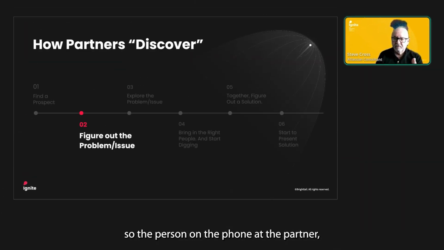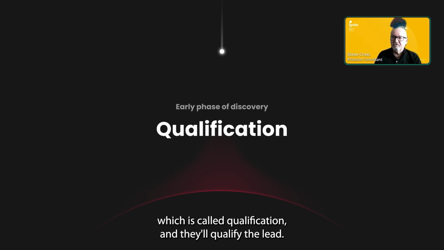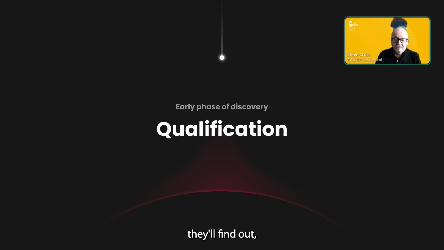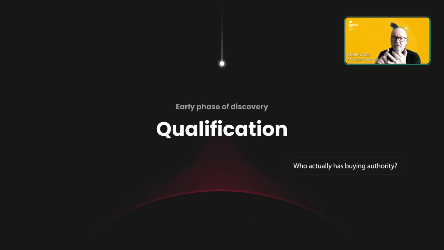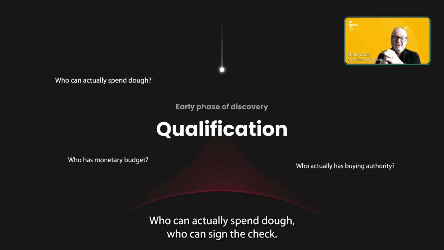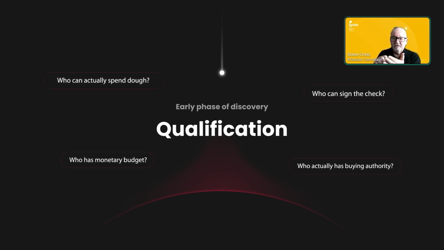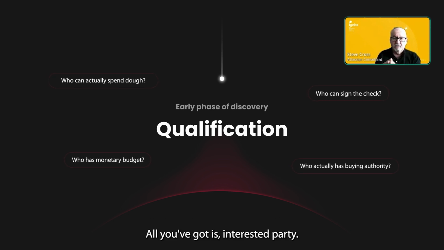So the person on the phone at the partner, the solution partner, will do this early phase of discovery, which is called qualification. And they'll qualify the lead. They'll find out who actually has buying authority at this potential customer, who has a monetary budget, right? Who can actually spend dough, who can sign the check. Because if you don't find that out, you really don't have a potential customer. All you've got is an interested party.